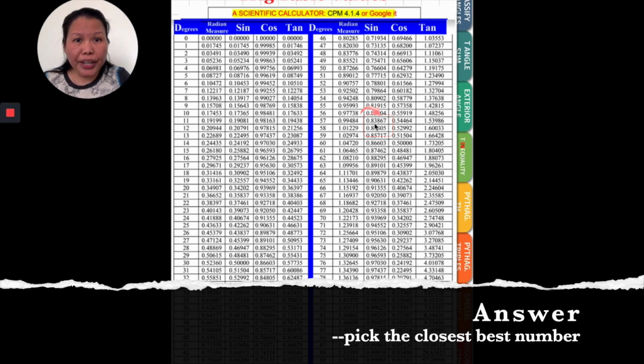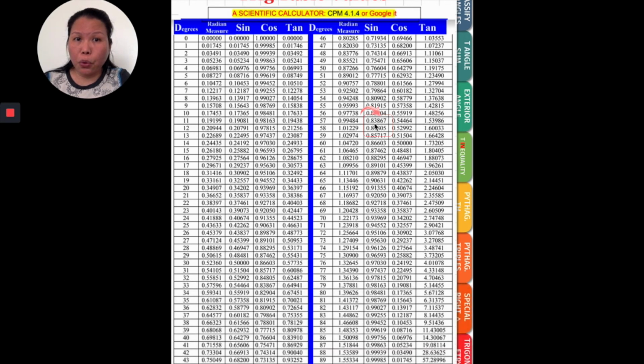The closer answer would be 0.84, or 0.83867, and when we round to the hundredths place, we get 0.84. Then I look backward to the degree side, go back to the left side under the degree column, and look up the angle. The angle answer is 57 degrees.